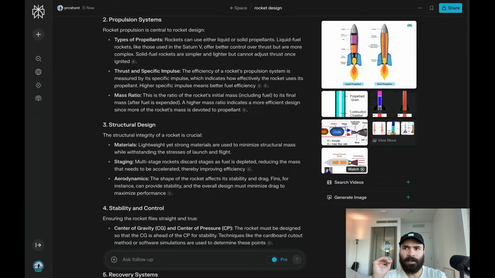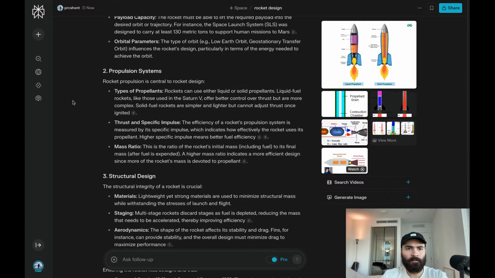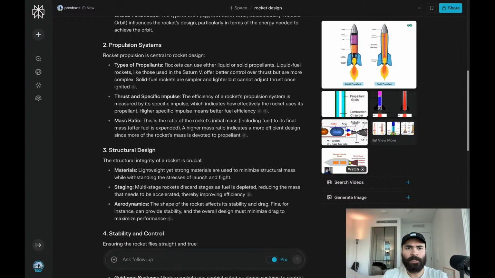They have this launch, it goes straight up, then it bends, and then it goes across, and then it just floats around the Earth until it reaches the orbit, and then it deploys slowly. That's very interesting. It would be interesting to understand what's exactly happening over there and what is the reason why certain decisions are made over there. The type of orbit influences the rocket design, particularly in terms of the energy needed to achieve the orbit.